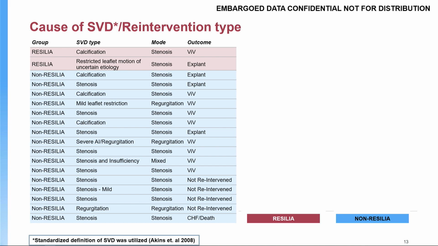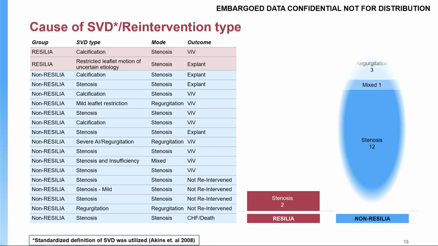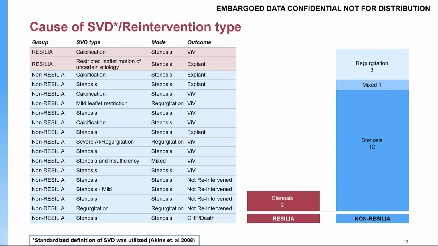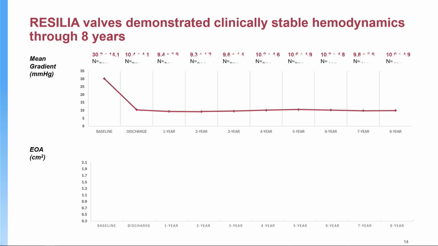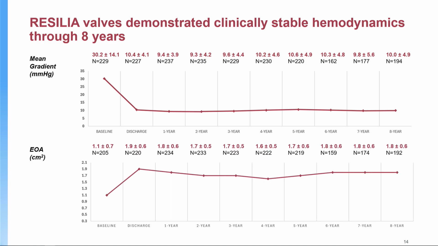We did look at the cause of SVD since we thought this was very important. When we compared the two, Resilia had 2 cases that required SVD and reintervention. Both were stenosis, whereas in the Magna Ease, the majority was stenosis, but we did see cases with regurgitation as well as mixed disease. Half of these patients were treated with valve-in-valve. Resilia tissue demonstrated clinically stable hemodynamics through 8 years. You can see the stability of the mean gradient as well as EOAs.